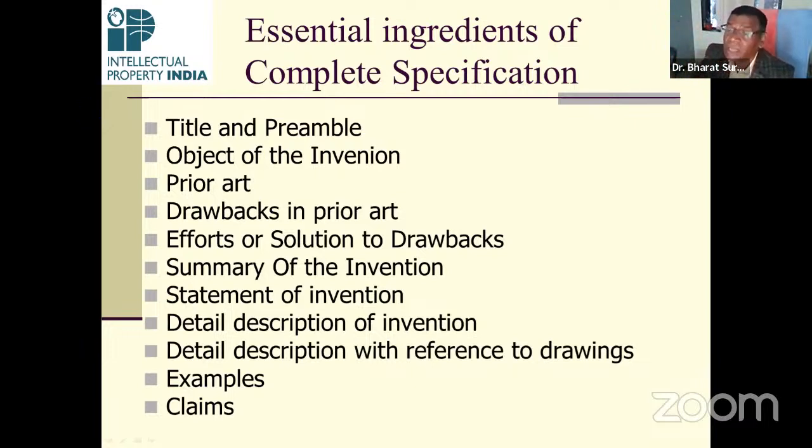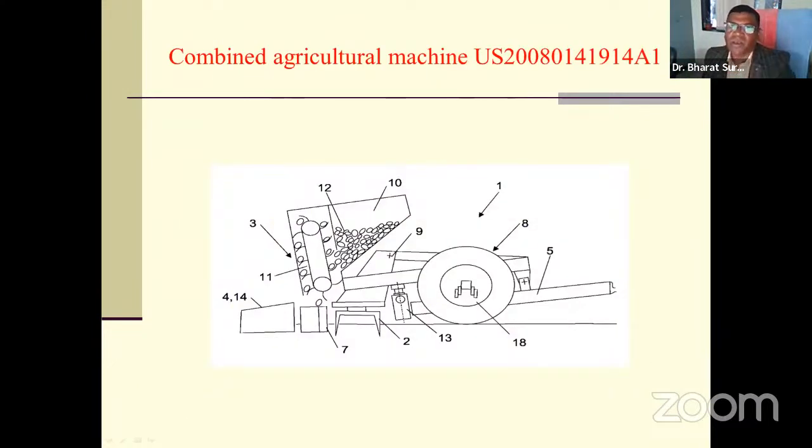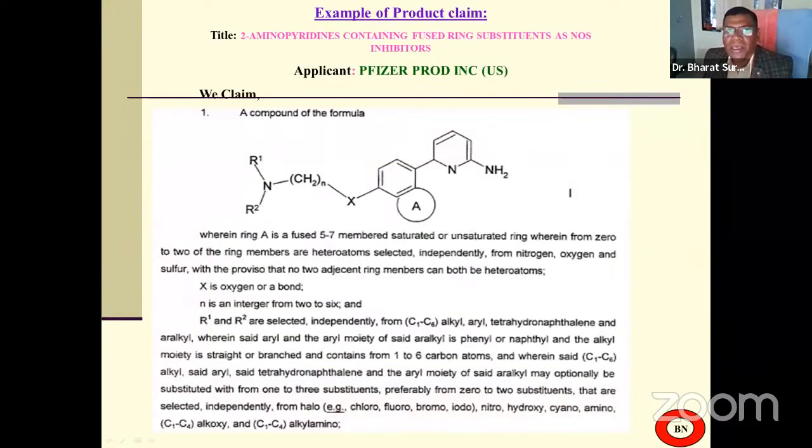What is not claimed is disclaimed; you will never get it. So please keep in mind how much you are able to cover, and claim what you want protection for. As I have claimed an agriculture machine, I have given all the parts of this machine. I'm claiming a compound drug, a compound of formula so and so, as in a Pfizer patent application.